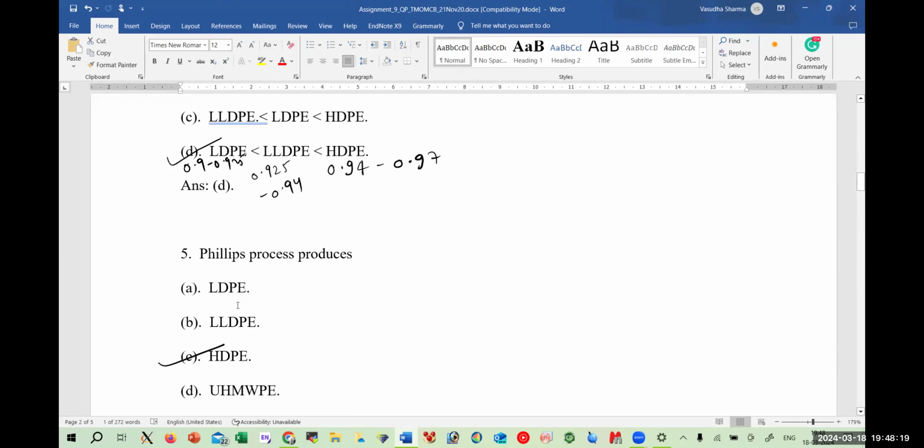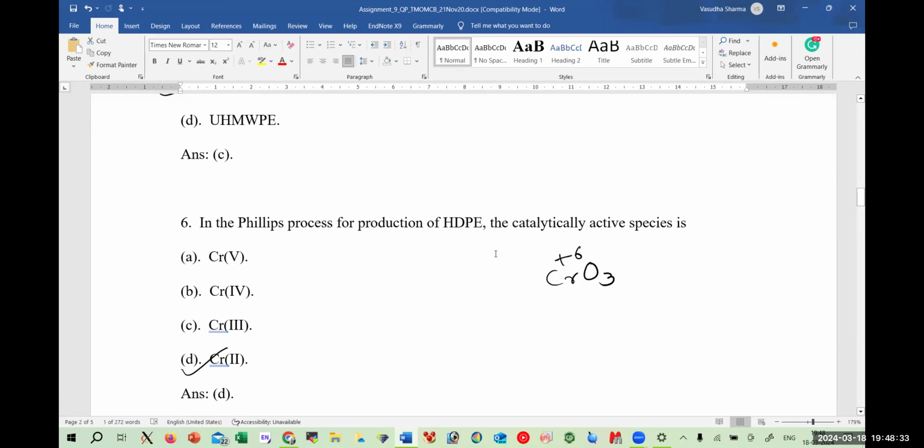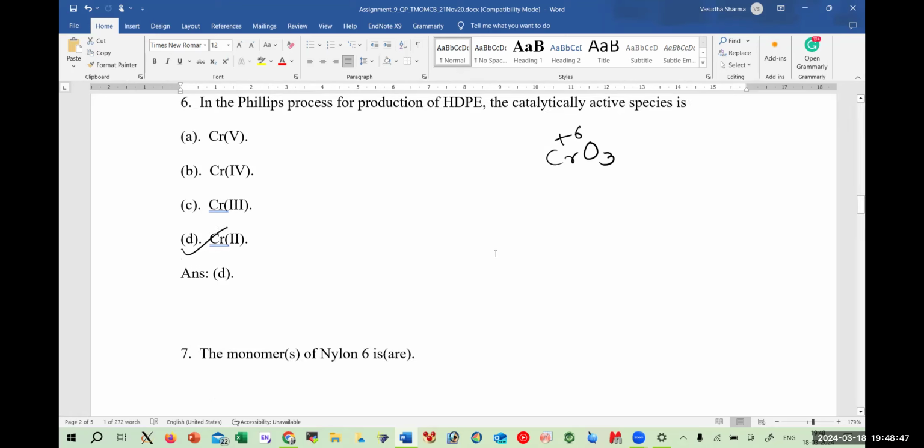Then we have seen the Phillips process. What the Phillips process does is produce high density polyethylene using the chromium catalyst. And that's the next question, which catalytically active species it uses: chromium plus 2. We actually start with chromium oxide, but it is not the catalytically active species. The catalytically active species is something which would be regenerated in the system. So plus 6 is not getting regenerated, it's the plus 2 which is actually regenerating.